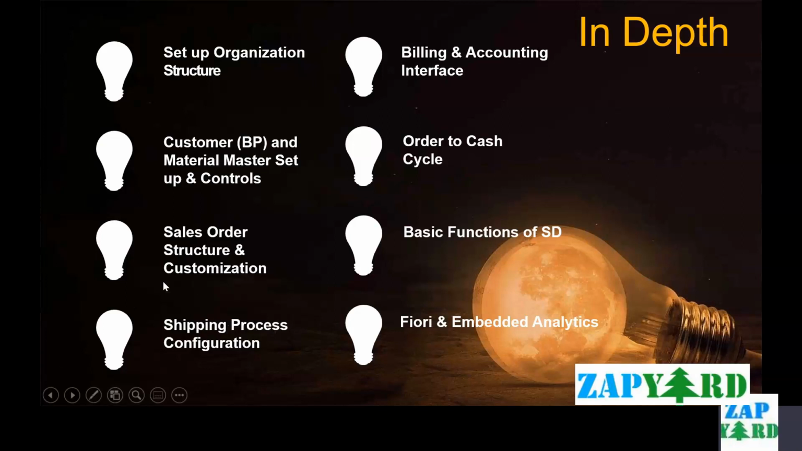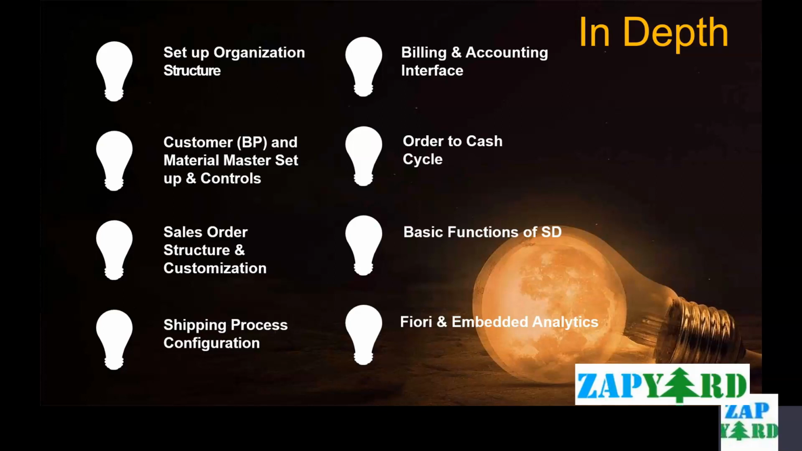Then we are going to cover the sales order structure, that we have three levels of structure in the sales order: the header data, item data, and the schedule line level data. And also we'll see what are the customizations which are available for this entire sales order management. Then we will see the shipping process configuration, how we can define the delivery type, how we can define the delivery item category, what are the different controls available in the shipping process or delivery document, how we can do the picking and PGI, how we can control them.